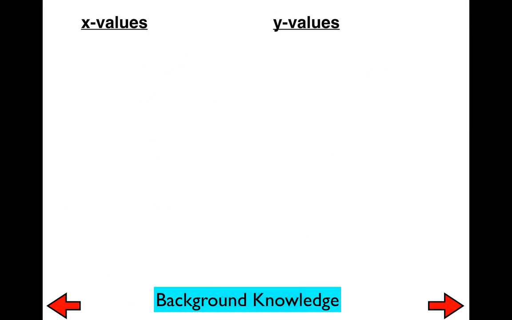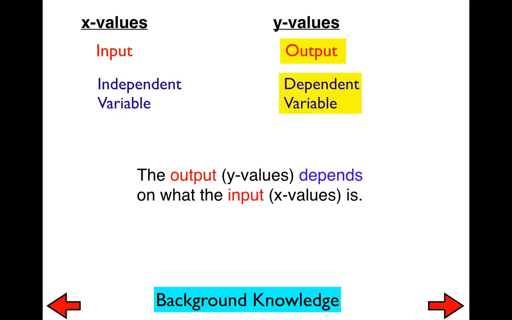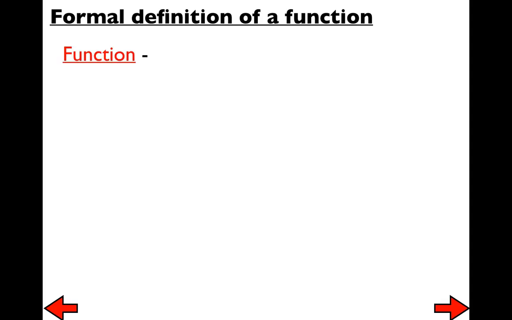Okay, so now just a friendly reminder, x values are also called inputs. Y values are called outputs. The x values are independent, and the y values, aka outputs, are the dependent variables. Okay, and that's what we're going to be working on. Just a friendly reminder, the output, which we call y, depends on the input, which is x, which is why it is called the dependent variable.